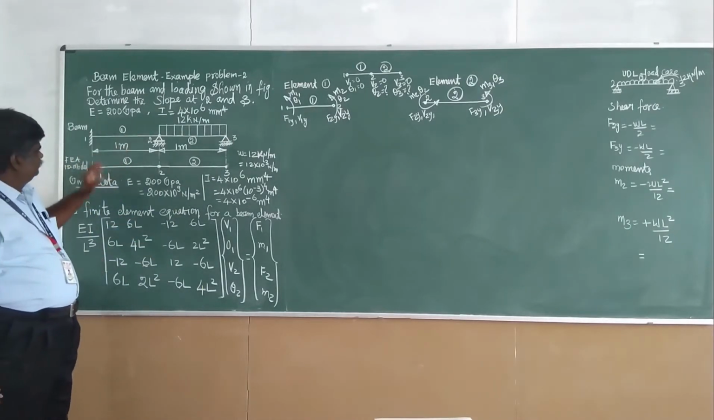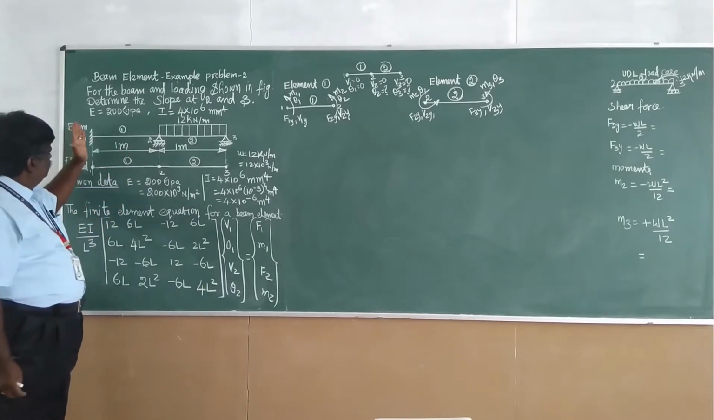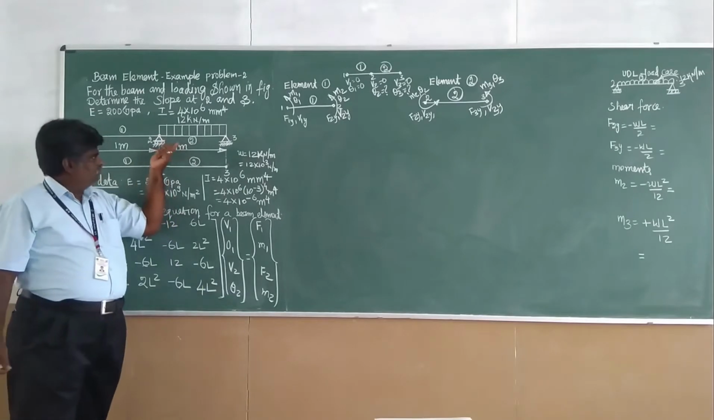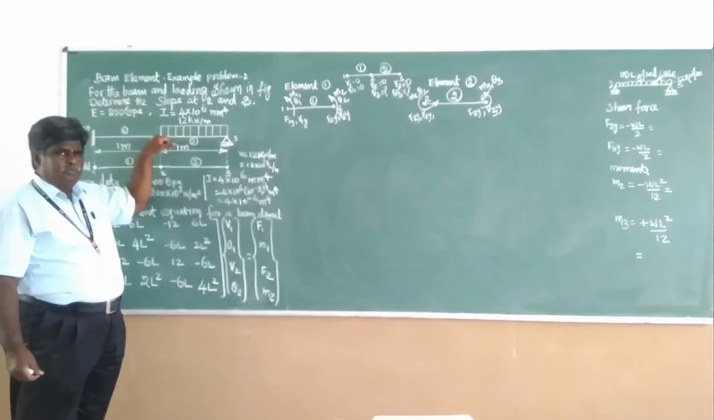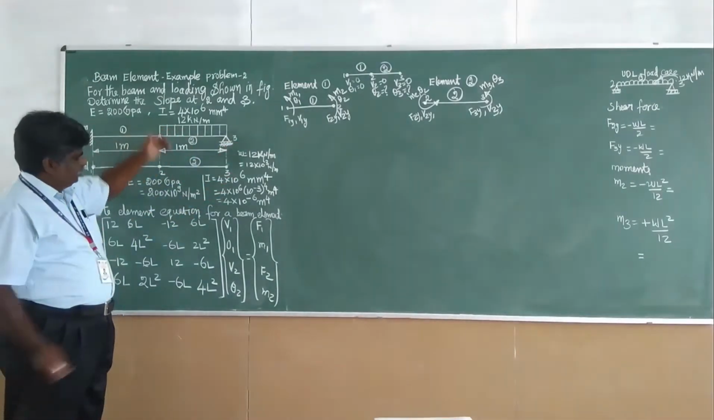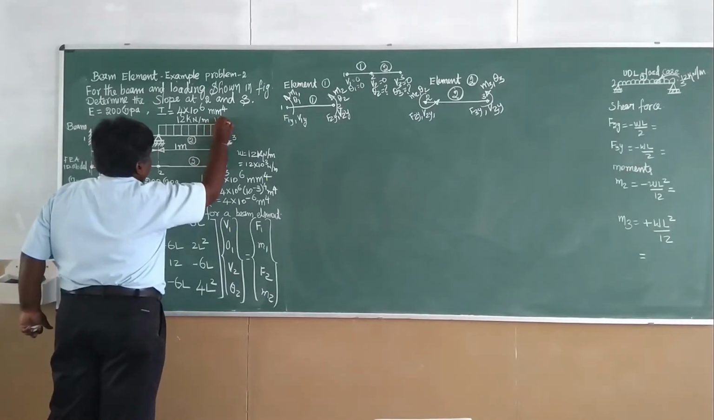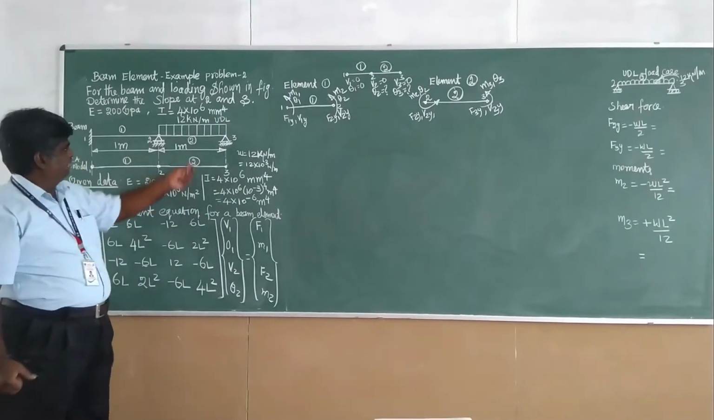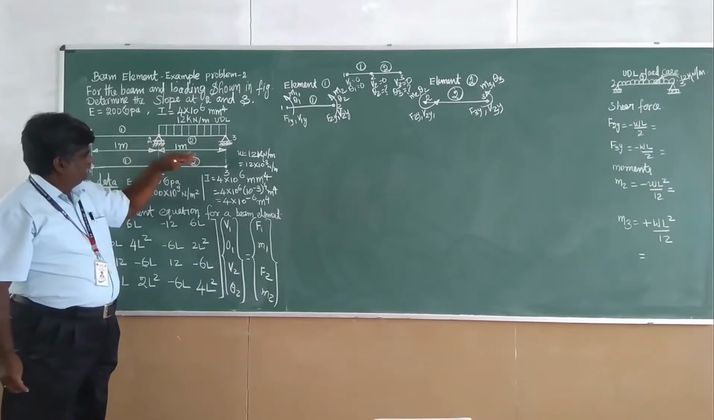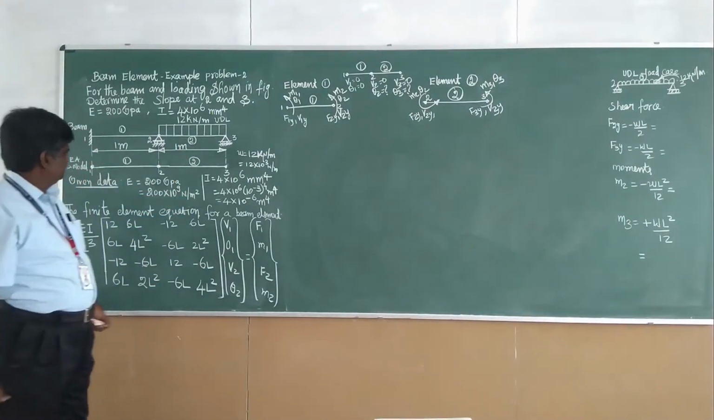The total span of the beam is 2 meters. One end is fixed. Then roller supports are given at nodal point 2 and nodal point 3. Then the UDL, uniform distributed load, is acting throughout the span of 1 meter between nodal point 2 and nodal point 3.